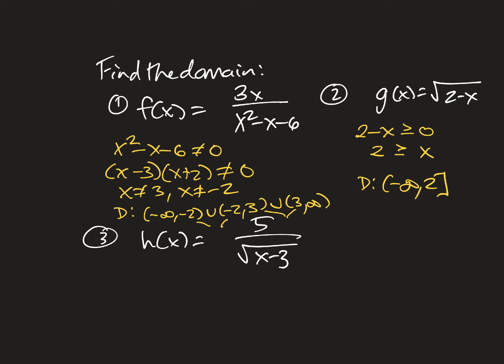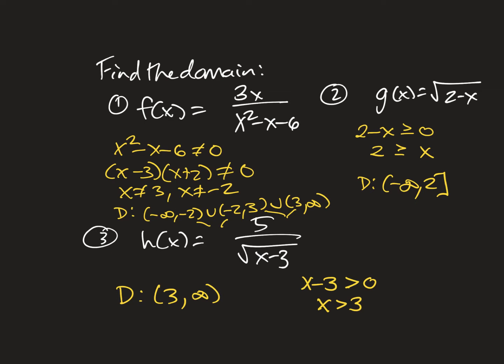3 is somewhat of a combination of 1 and 2. I have a square root, but it's in the denominator. So because of the square root, I still need an inequality, but instead of saying greater than or equal to 0, I'm just going to say it has to be greater than 0, because equaling 0 would be a problem since that square root's in the denominator. So in this case, I just have x greater than 3. So the domain would be 3 to infinity, not including 3. And again, convince yourself, because if you plug in 3 for x, you would get 5 divided by 0. Again, that's a problem. Okay, so that's one grouping.